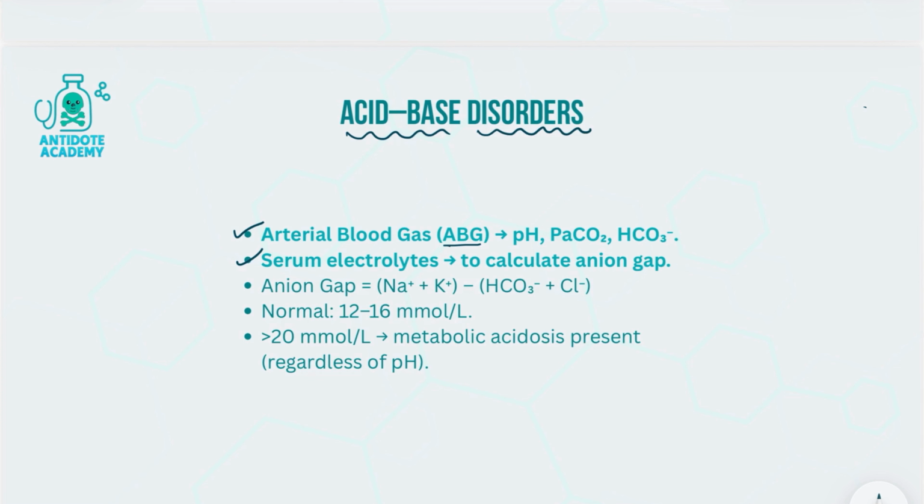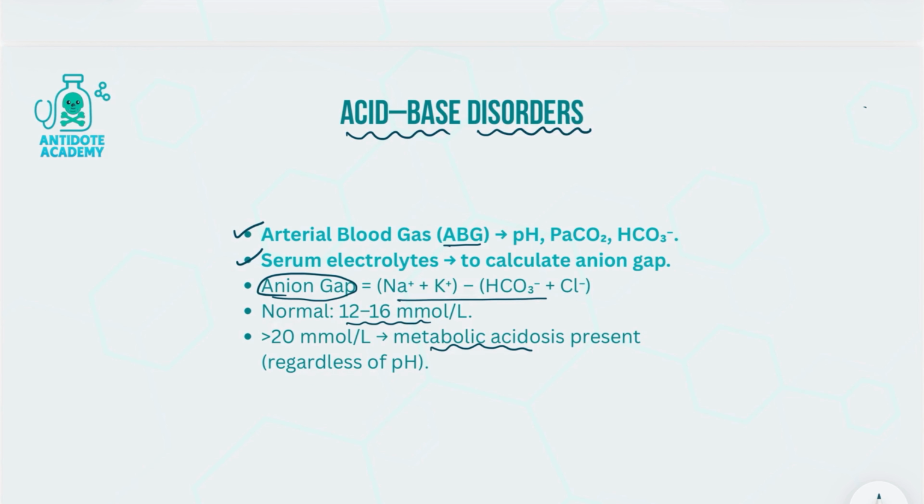Second comes serum electrolytes. This is used to calculate the anion gap, which helps us detect any kind of metabolic acidosis present in the body. Here's the formula for the anion gap. The normal anion gap should be 12 to 16 millimole per liter. If it is greater than 20 millimole per liter, then we can understand that metabolic acidosis is present in the body even if the pH looks normal.